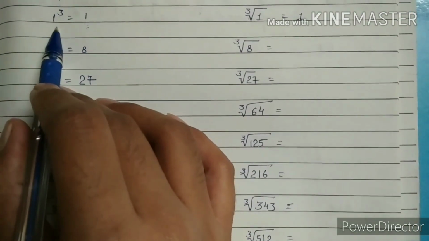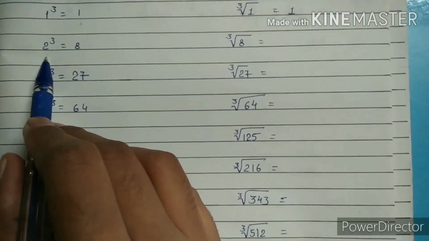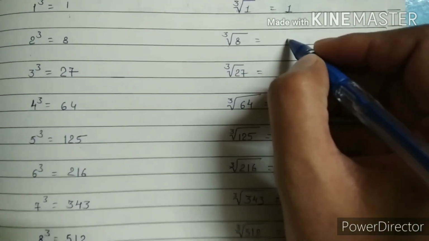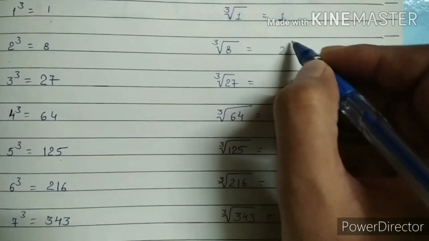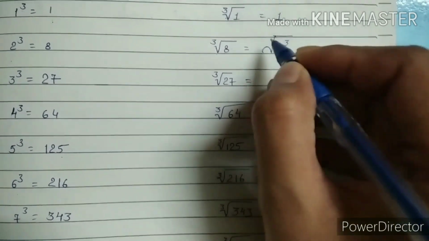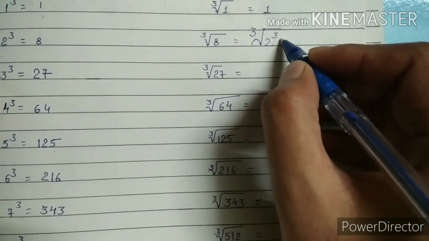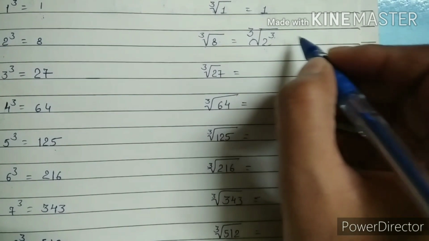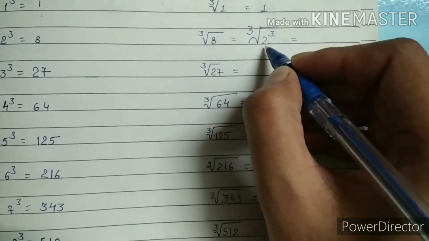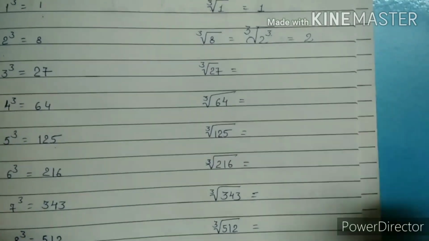1 cube value is 1. The cube root of 8 is 2. We can also write it in the form of 2 cube inside the cube root. Inside the cube root we have 2 cube, so the power of 3 will give us only 1 time 2.